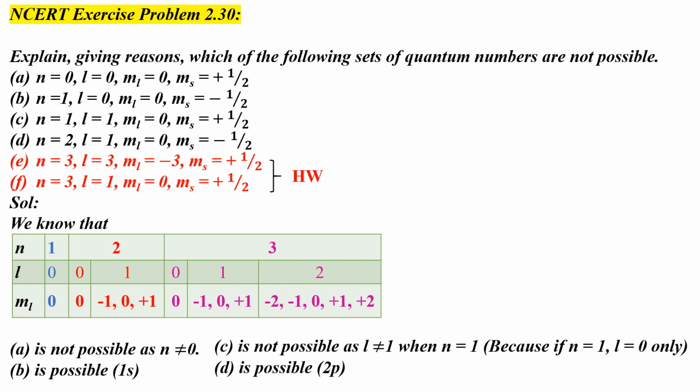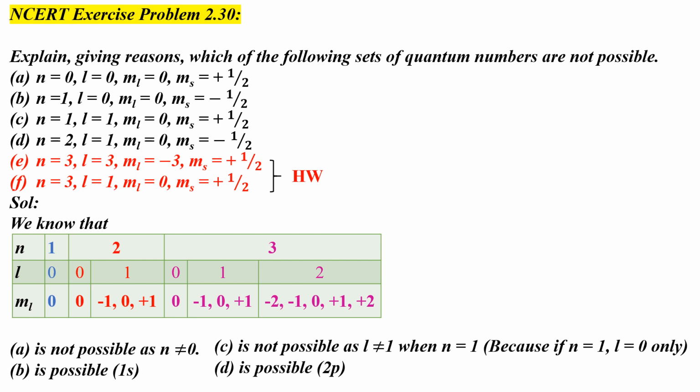Can you have L equal to 1 when N is equal to 1? No. The value of L is equal to 0 when N is equal to 1. So you cannot have this set of quantum numbers. It is not possible.